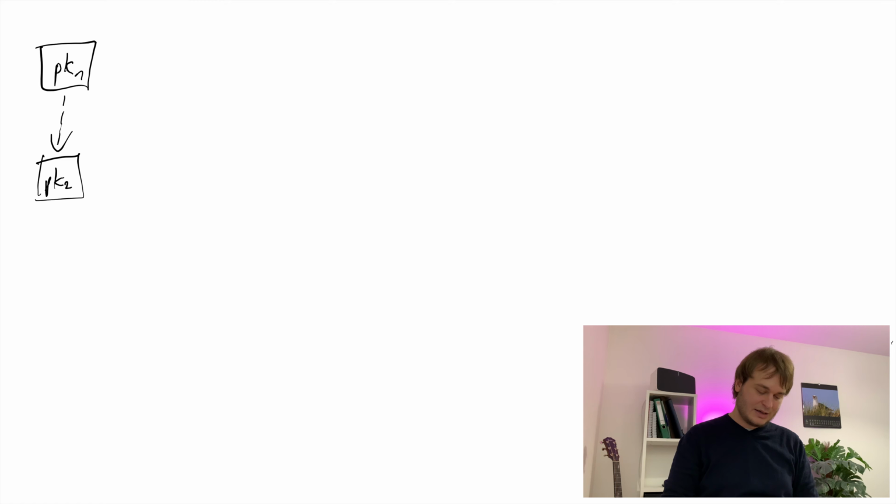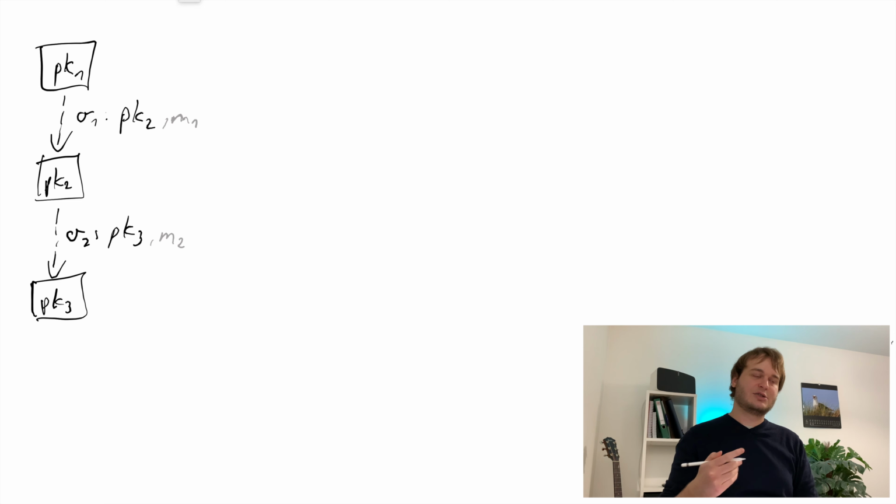Authenticated in the sense that under PK1 we created a signature sigma1, and that signature signed the message PK2. It also signed a message M, but that's not too important for us right now. And then PK2 went along to authenticate a new public key PK3, and it authenticated that by having a signature sigma2 valid under PK2 on PK3.